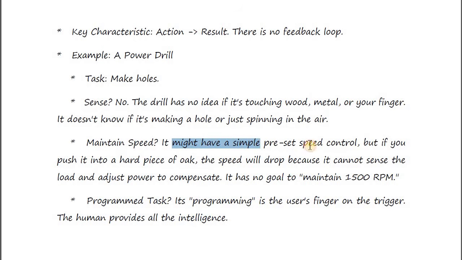That's it. Now, what about maintaining speed? It might have a simple preset speed control, but if you push it into a hard piece of oak, the speed will drop because it cannot sense the load and adjust power to compensate. You see, it has no goal to maintain 1500 revolutions per minute, RPM.